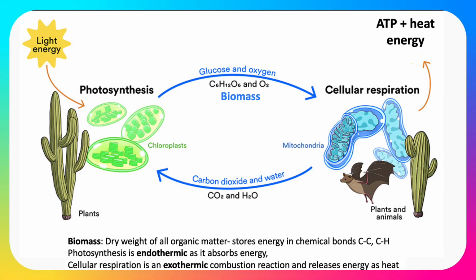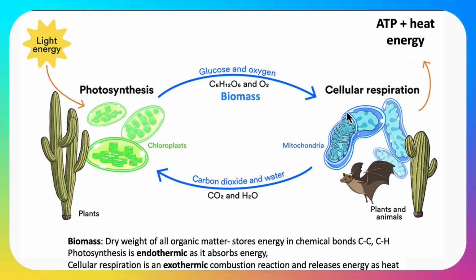Now, here's my definition of biomass. Biomass is the dry weight of all organic matter in the ecosystem. It's the dry weight because we're not trying to weigh the water, we're trying to weigh the matter, and because the matter stores energy in chemical bonds. So if you have a look here, we've got glucose, C6H12O6, and the energy in that, the chemical energy, is stored between the carbon-carbon bonds and the carbon-hydrogen bonds.